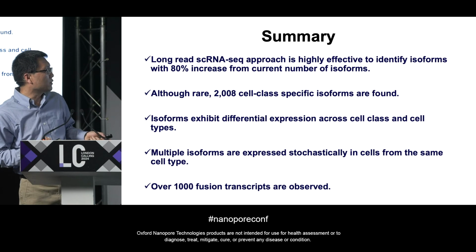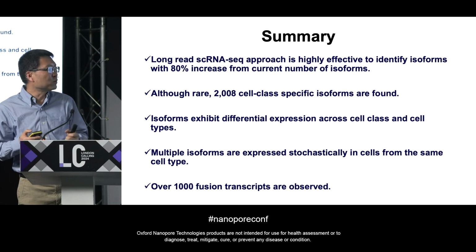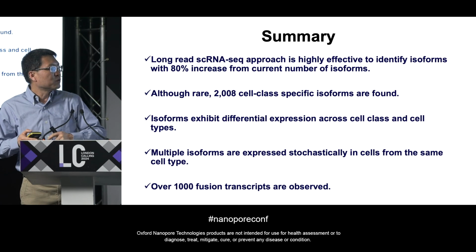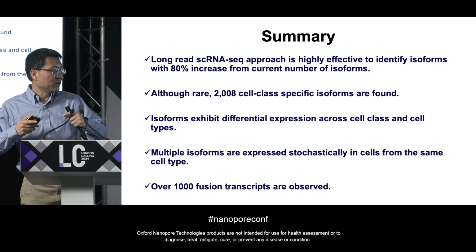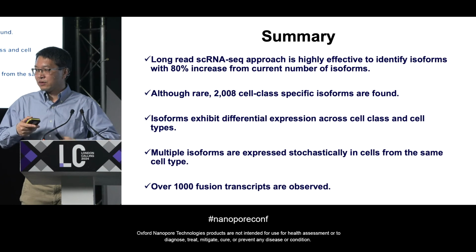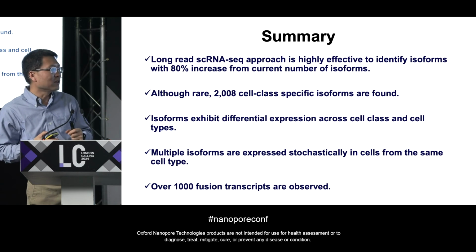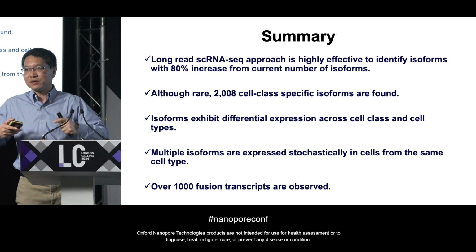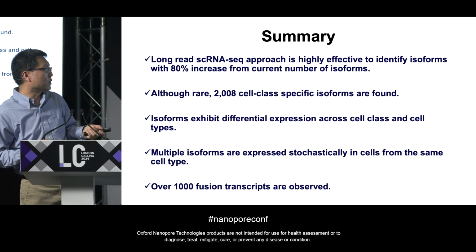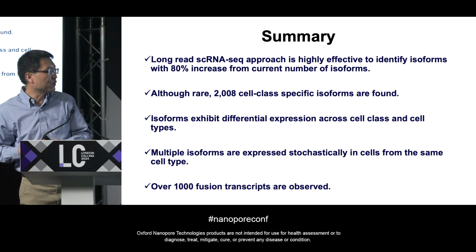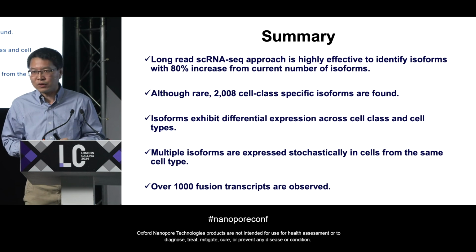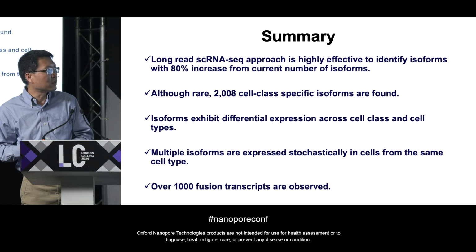And I don't have time to go into this, but we feel multiple isoforms are expressed primarily stochastically in the cells from the same cell type. So for each cell type we were sampling, it seems like they make a sort of random decision. And then about 1,000 fusion transcripts we feel are bona fide ones identified in this current study.